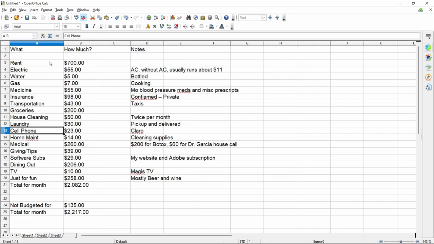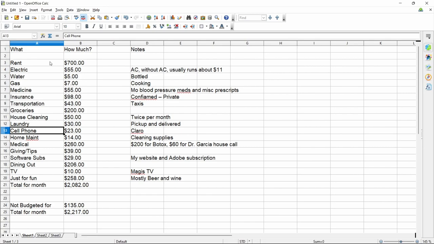My cell phone is $23. I'm with Claro. I could have a cheaper plan and get a discount, but I'd have to have the cheapest plan they have, with limited bandwidth and all that stuff. So I'd stay with their next plan. It's unlimited bandwidth. It's excellent service. I don't ever have any issues with them.